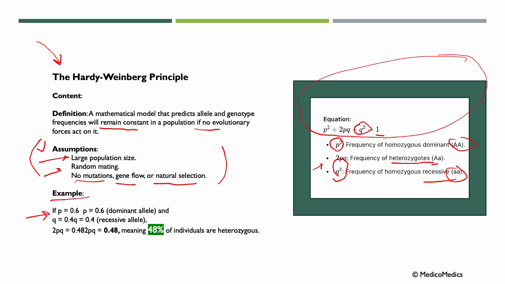And here is an example of a calculation. So if p, the dominant allele frequency, is 0.6, that squared will give us 0.36, or 36%. And if q, the recessive allele frequency, is 0.4, that squared will give us 0.16, or 16%. So 2pq would give us 2 times 0.6 times 0.4. That will give us 0.48, meaning 48% of individuals are heterozygous. And this principle helps scientists study whether a population is evolving by comparing real-world genetic data to expected frequencies under equilibrium.